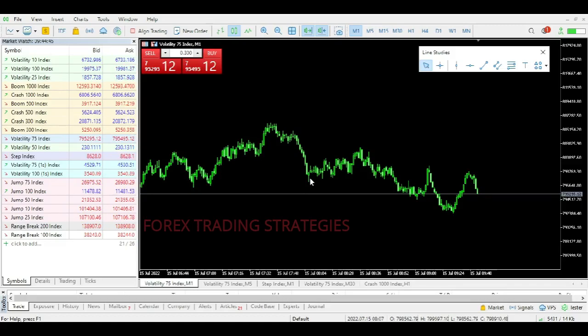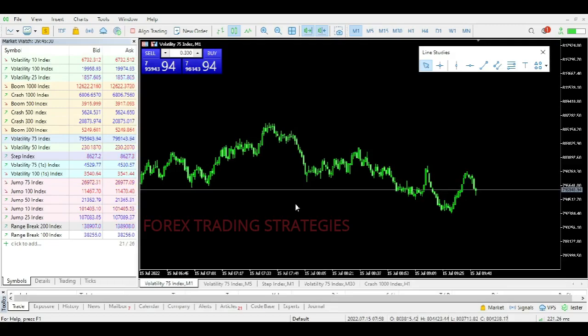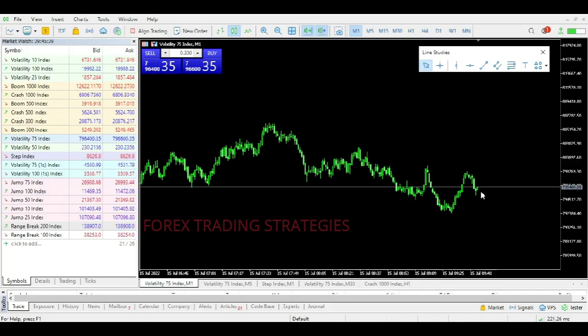Also, Deriv, they say, and here I'm saying they say because obviously they're a broker, and I usually don't trust what brokers tell you. They say their systems are verified by a third party that also ensures that there is no manipulation of whatever price movements you can see on these charts. So that's another advantage of trading these synthetic indices.